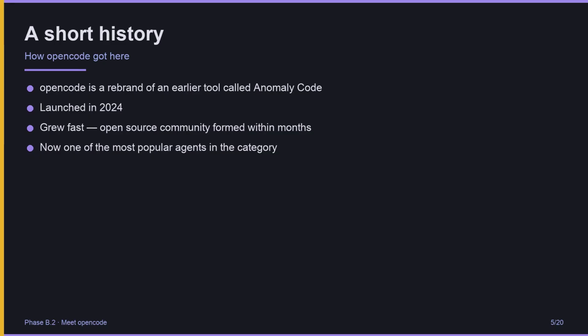A short history. OpenCode launched in 2024, effectively a rebrand and rebuild of an earlier tool from the same company. The open source community formed within months. Within a year, it had over 100,000 GitHub stars and was one of the most popular agents in the category. The pace of development is fast, new versions every few weeks, new features added regularly.